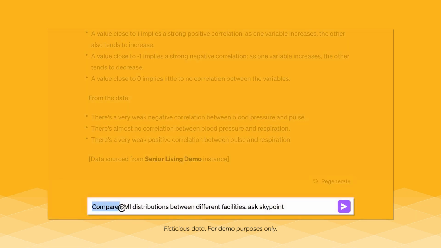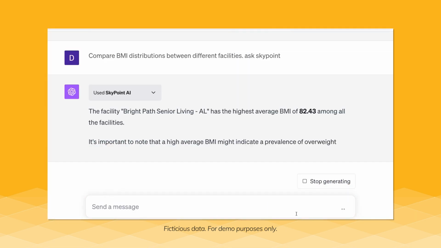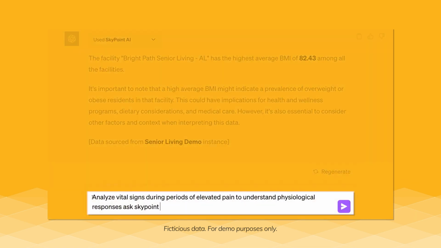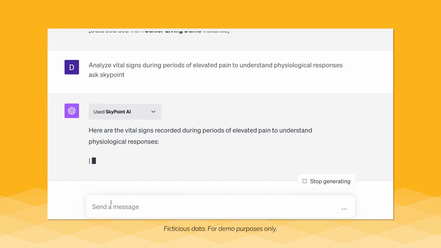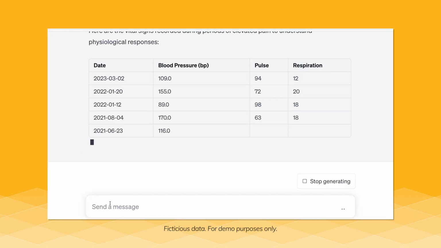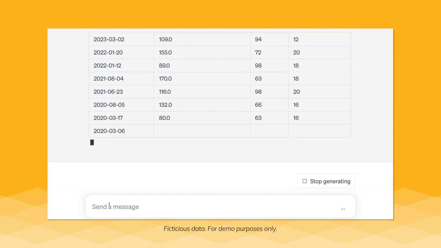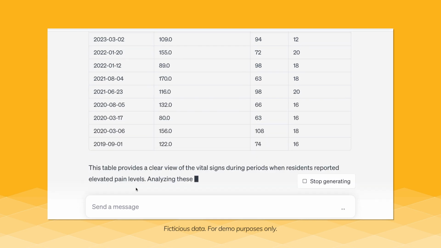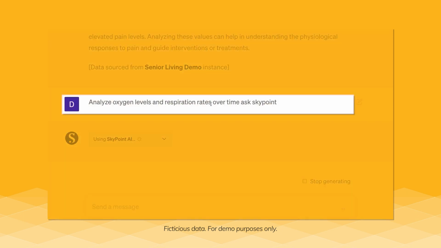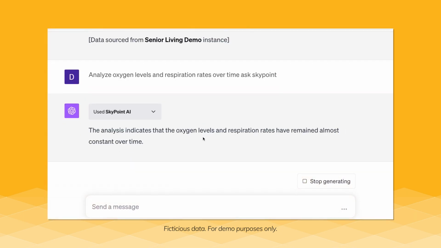Let's compare body mass index distributions between our different facilities. Now analyze vital signs during periods of elevated pain to help me understand physiological responses. Analyze the oxygen levels and respiration rates over a period of time.